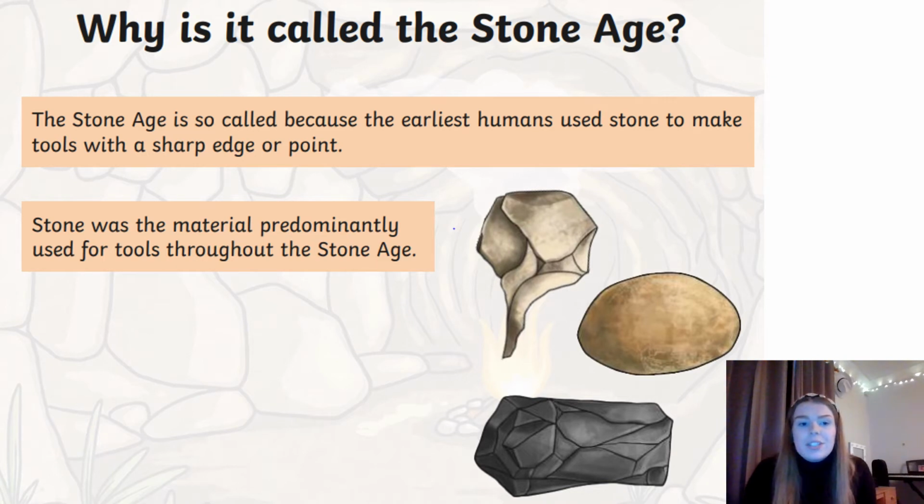So it's called the Stone Age because the earliest humans used stone to make sharp tools and things to build with. And stone, as we know, is very strong, and they used to carve it to make a point. So you can see on the pictures, the stone is pointy, isn't it? So they used them for all different types of things, and we'll find out what for. The stone was the material that they predominantly used for tools throughout the Stone Age.